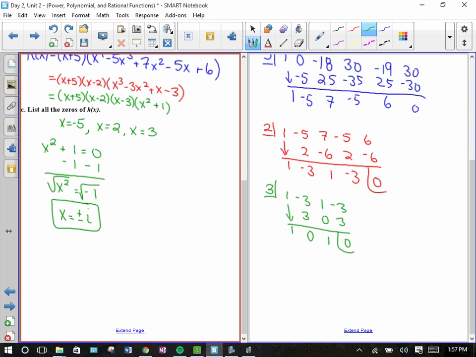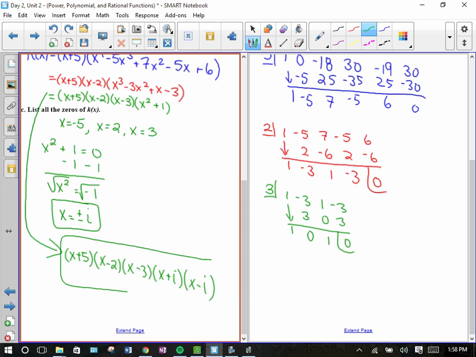So what we do is we take all that. Okay? We are going to write this whole thing as linear factors. We have x plus 5 times x minus 2 times x minus 3 times x plus i times x minus i. And at that point, you're done.